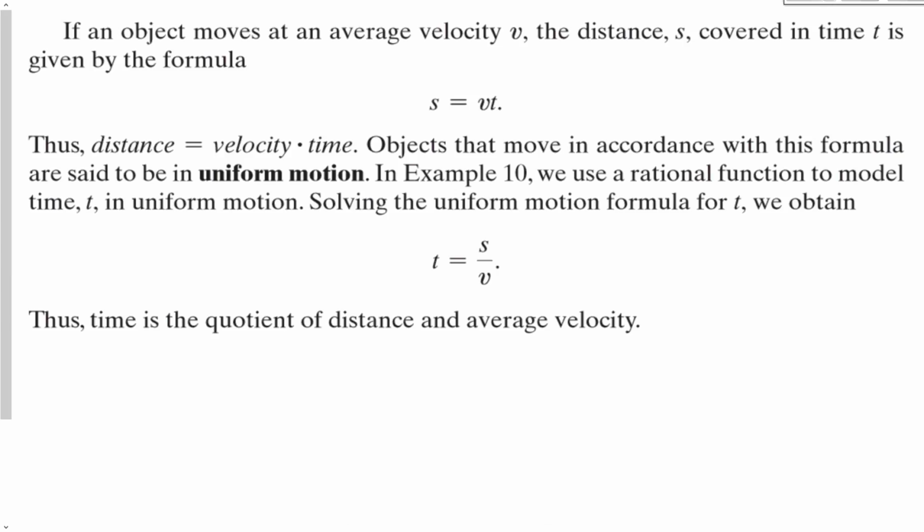Another type of problem we can look at is uniform motion. If an object moves at an average velocity v, the distance s covered in time t is given by the formula s equals v times t, velocity times time. Objects that move in accordance with this formula are said to be in uniform motion. In the next example, we will use a rational function to model time in uniform motion. Solving the formula for t, we obtain that time is equal to distance over velocity. Kind of makes sense. Thus, time is the quotient of distance and average velocity.